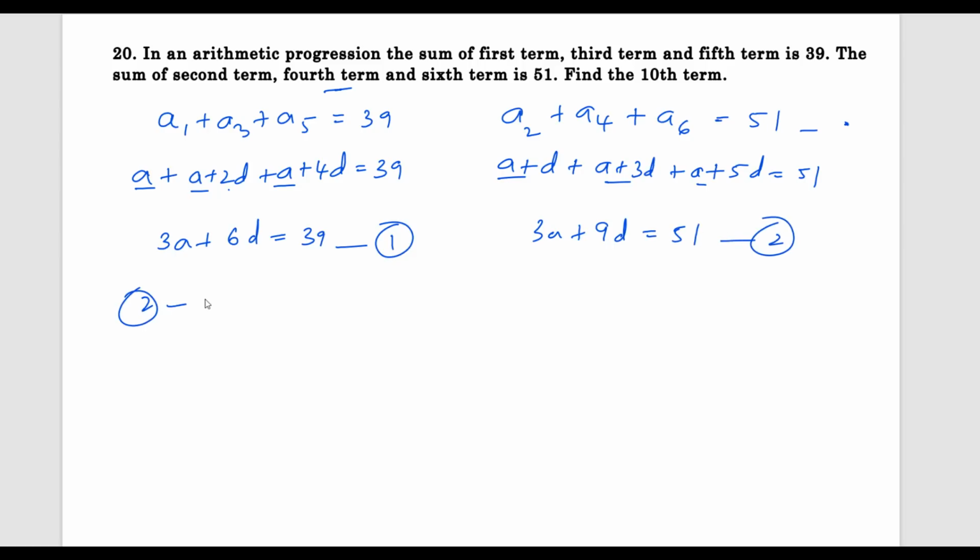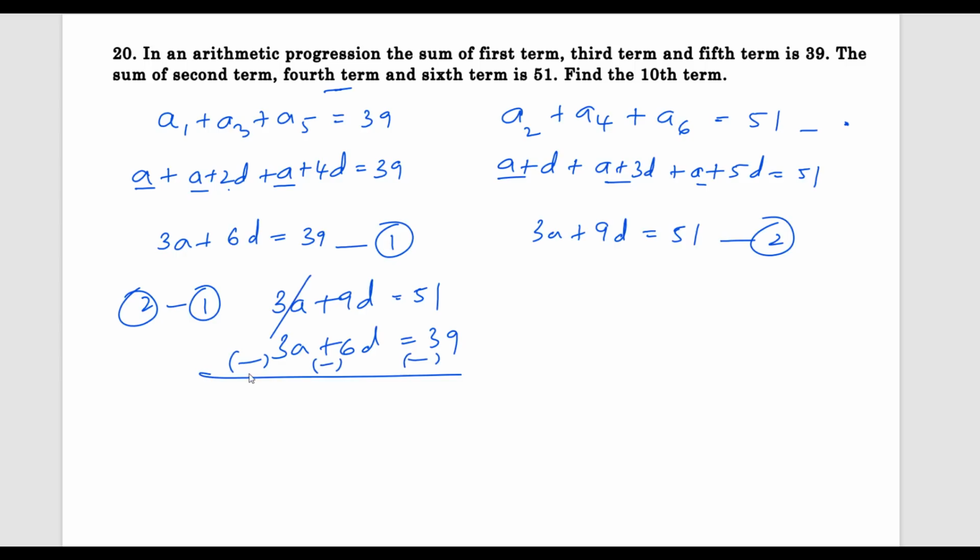Now subtract equation 2 minus 1. What we get? 3a plus 9d equals 51. 3a plus 6d equals 39. Now in the subtraction, all the signs will be changed. Now 3a minus 3a will cancel out. 9d minus 6d is 3d. The same way, 51 minus 39 is 12. Now d equals 12 by 3. d equals 4.